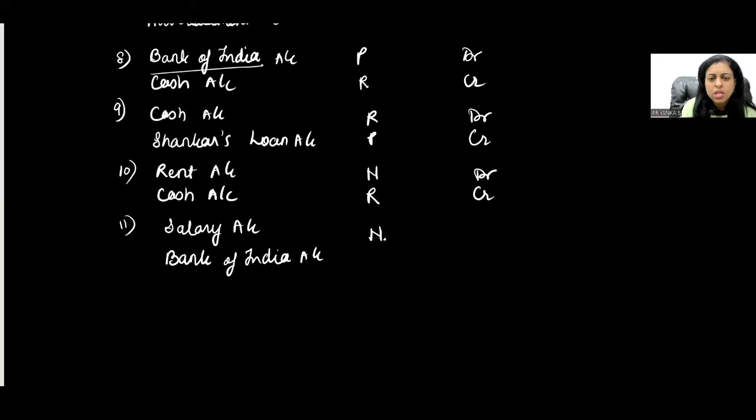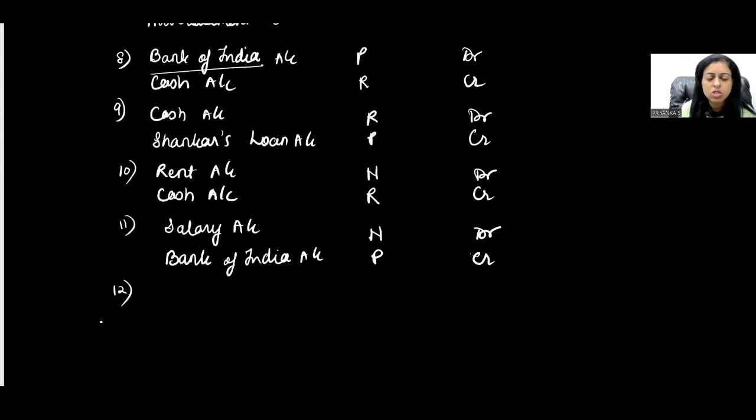Salary account is nominal, expenditure. Bank of India is personal, right? Salary is expense, so debit. What about Bank of India? Is Bank of India giving the business money, or is business giving Bank of India money? In this case, Bank of India is giving business for what purpose? For paying salary. So bank is giving the money to business, so bank is the giver. Giver's account is always credited.